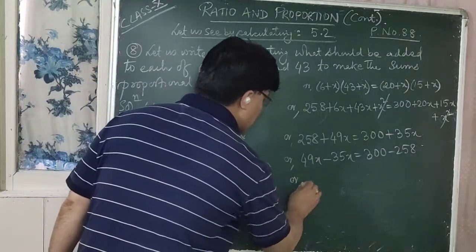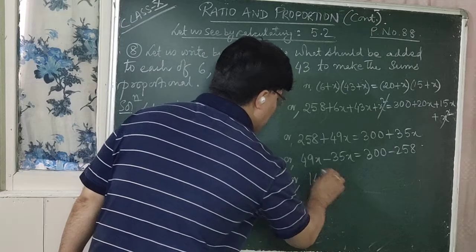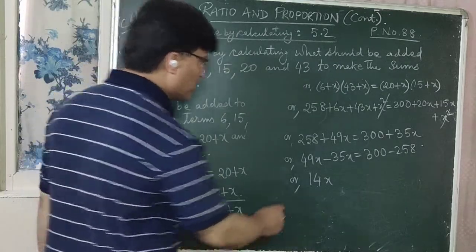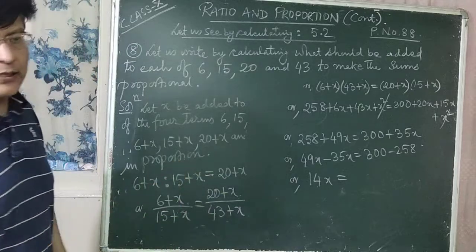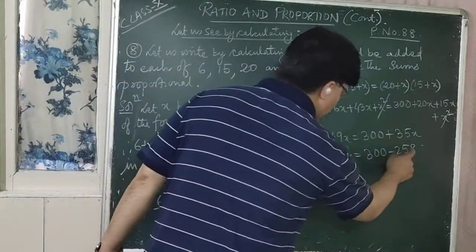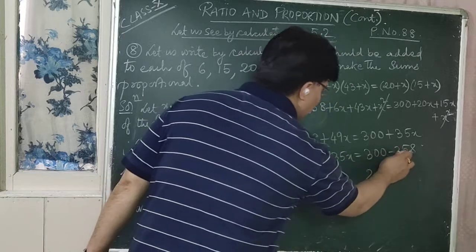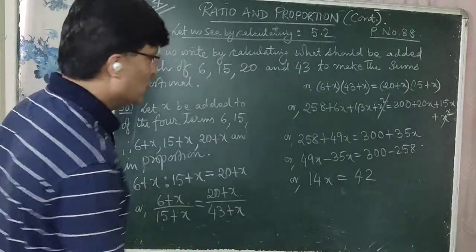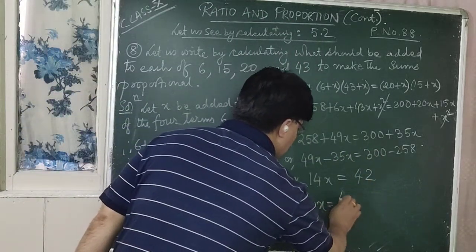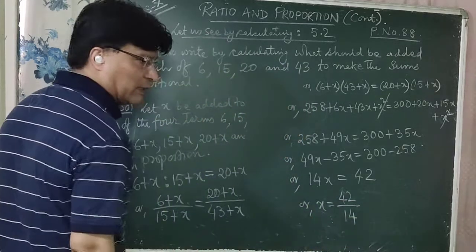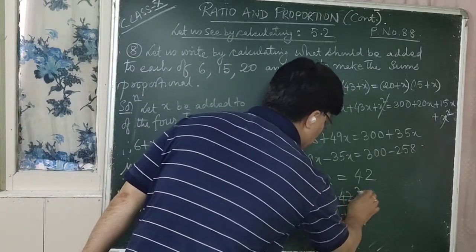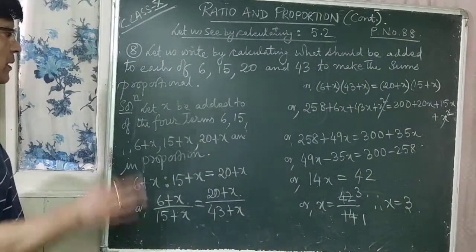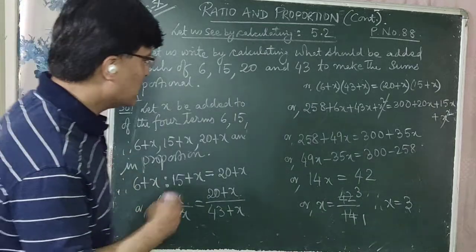What is 49x minus 35x? 9 minus 5 is 4, 4 minus 3 is 1, that is 14x. Different signs, you have to subtract and write the sign of the greater number. Here also 300 minus 258, different signs, so you subtract: 10 minus 8 is 2, 9 minus 5 is 4, and 2 minus 2 is 0, that means 42. So x is equal to 42 divided by 14. 14 ones are 14, 14 threes are 42. So x is equal to 3. Is that clear to all of you? So what is the value of x? x is equal to 3.